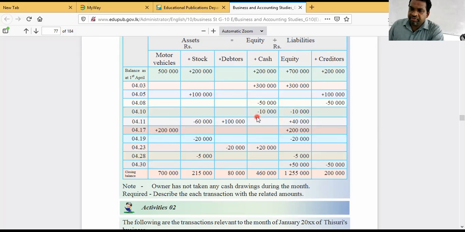Therefore, we take it as expenses. So this transaction occurred 10th April will be expenses met by the business for 10,000 rupees. That's why minus 10,000 on the cash, minus 10,000 on the equity. Next transaction, they have recorded minus 60,000 under stock, plus 100,000 under debtors, and plus 40,000 under equity.